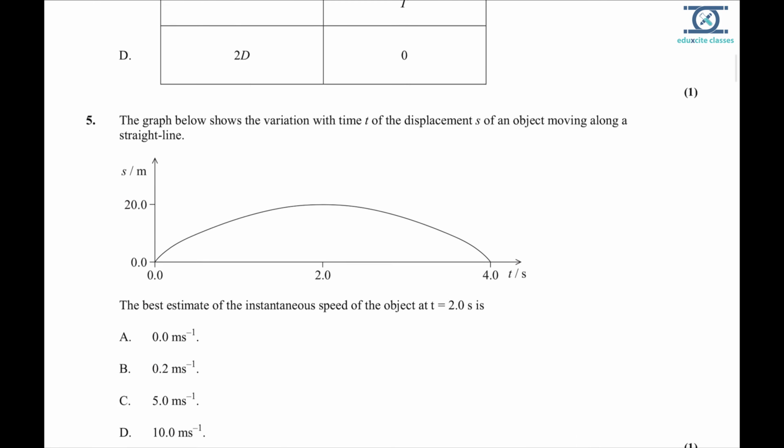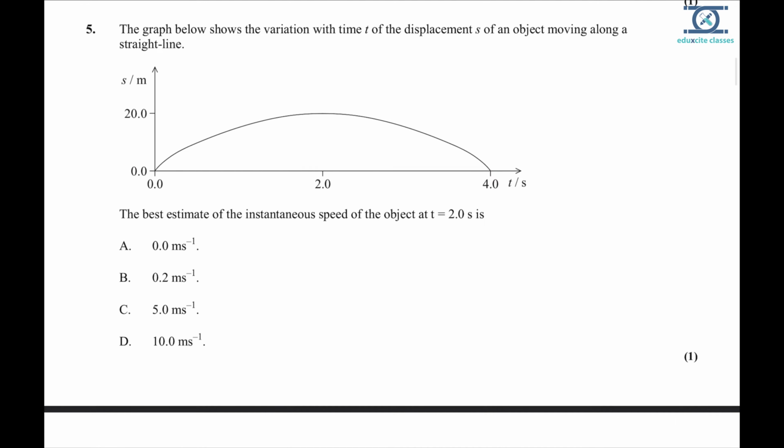Okay. Now question number 5, the graph below shows the variation of time t of the displacement s of an object moving along a straight line. So this is moving along a straight line. Don't get into the confusion of this curve of a graph. It is moving on a straight line and the graph shows the displacement versus time. Which best estimate of this instantaneous speed of the object at 2 seconds?